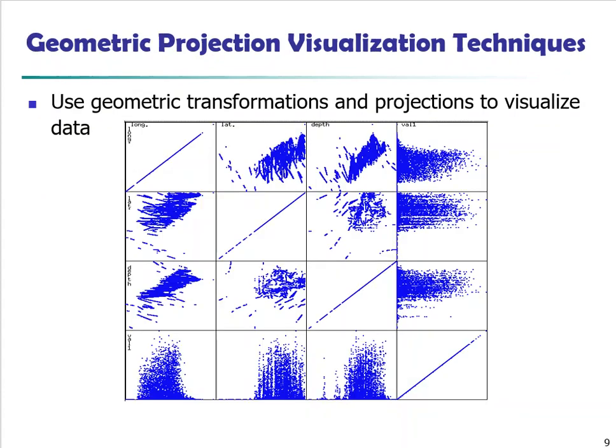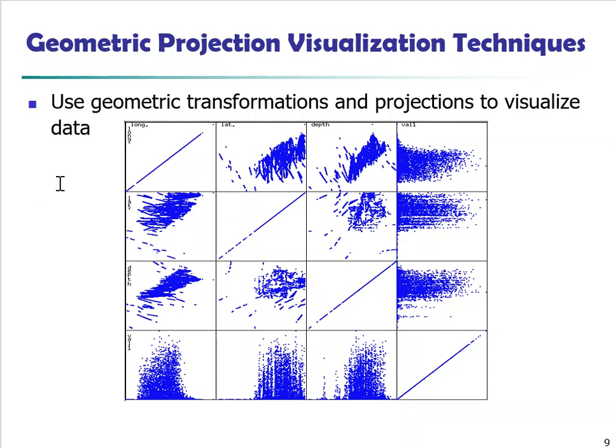The second method that we're going to look at is geometric projection. We have seen those plots, right? Earlier we looked at the box plots and the scatter plots. Those are all geometric projection based visualization techniques.